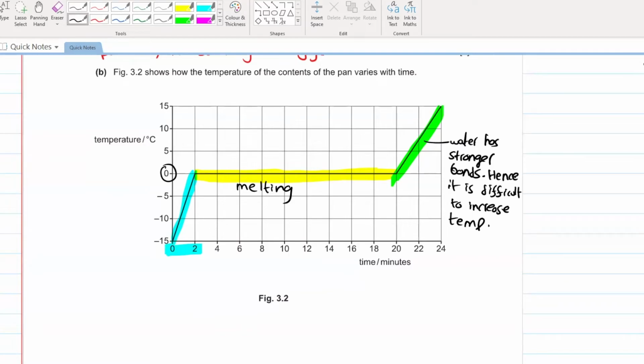Yes. Water does have stronger bonds. Yes, liquid has stronger bonds. Hence, it requires greater energy to create an increase in temperature. Is question number 3 clear to all of you? Beta, tell me, is question number 3 clear to everyone?